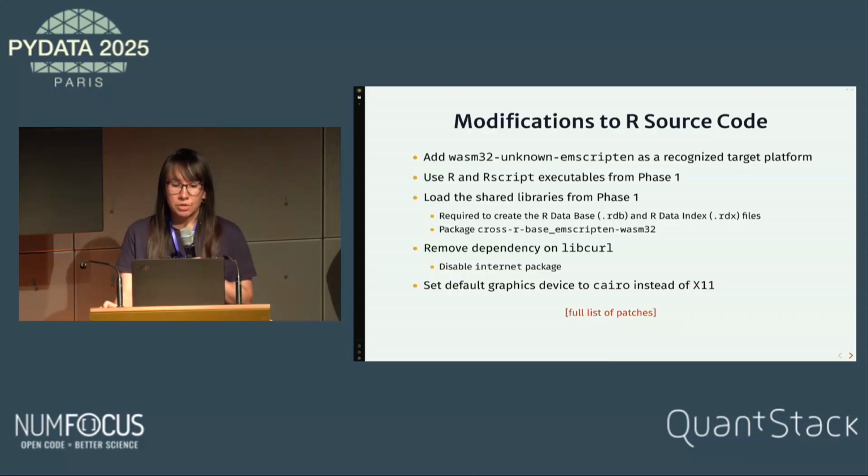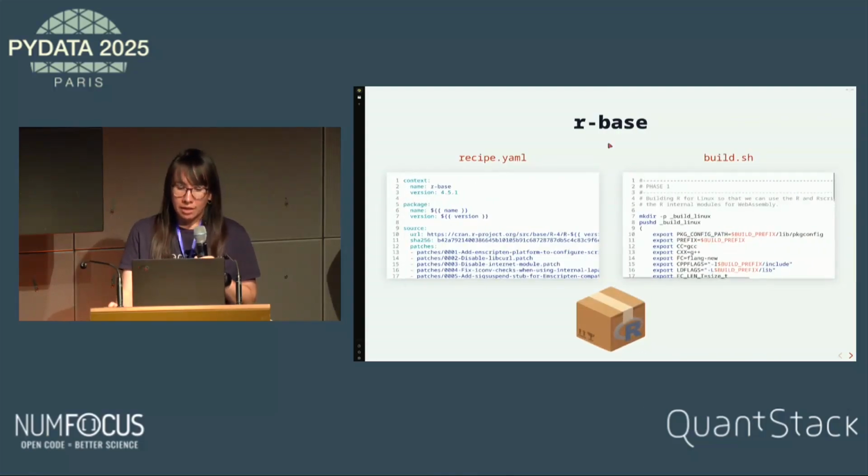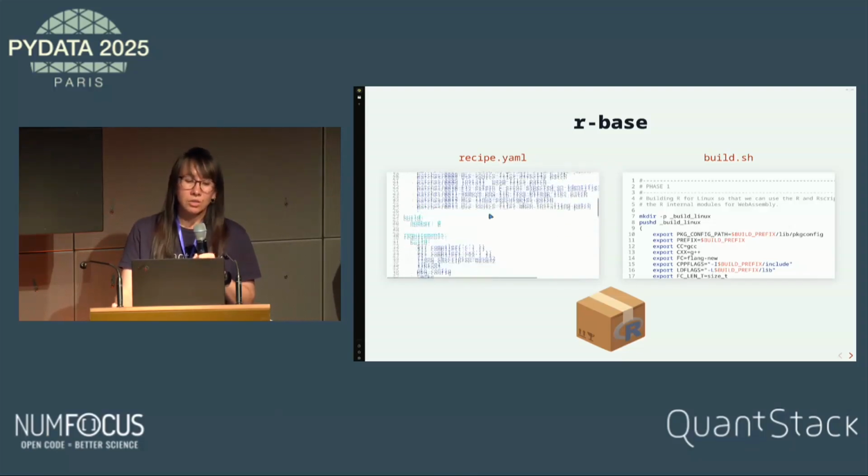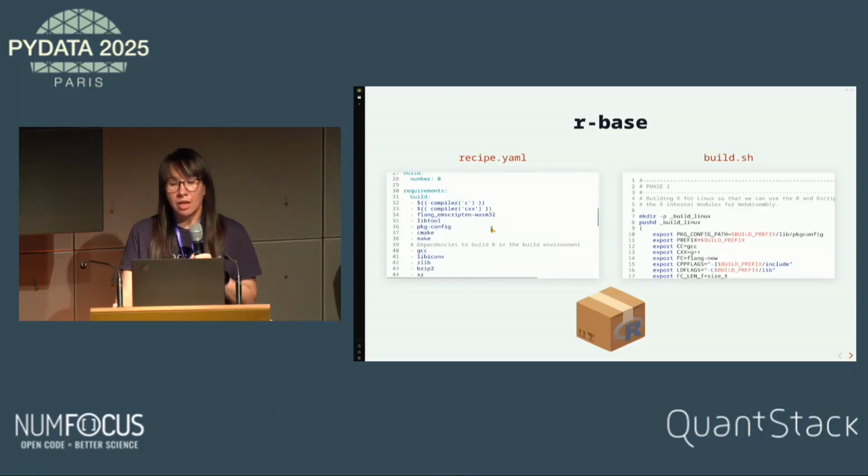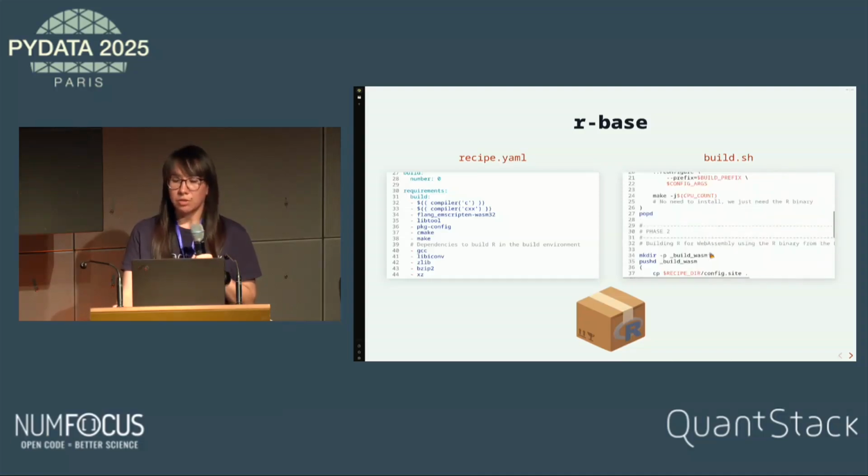Of course, we also needed to make a few more modifications to the R source code. We needed to disable the libcurl dependency, which meant disabling the internet package in R. We also changed the default graphics to Cairo instead of X11, and made some other configuration changes so that we could set the correct compiler and linker flags to compile everything. So now we can finally package r-base. This is the recipe. It's just a simple YAML file. It contains all of the patches that I just mentioned. And then we have a build script that performs phase 1 and phase 2 that I mentioned as well.